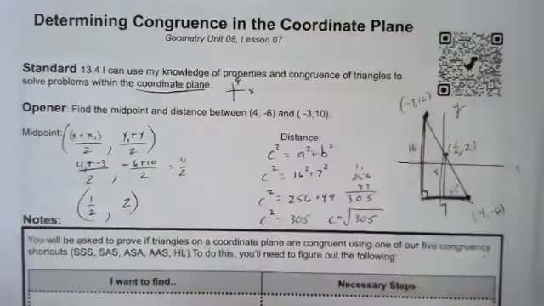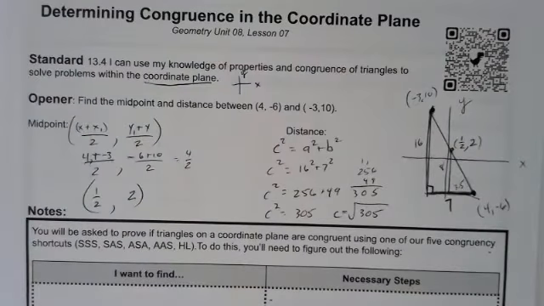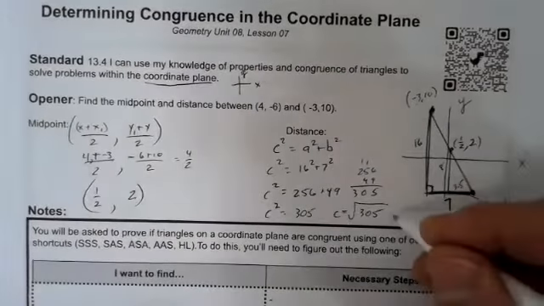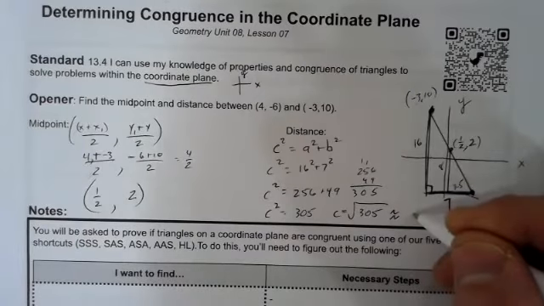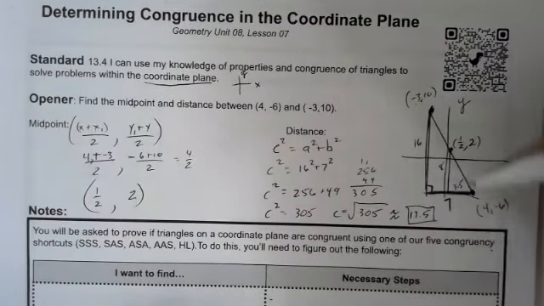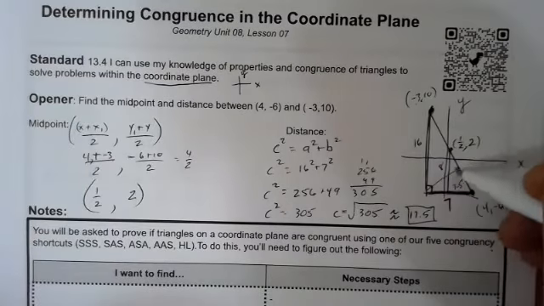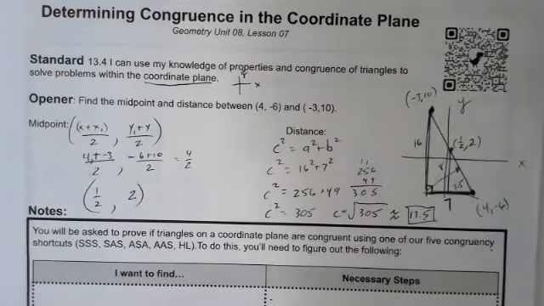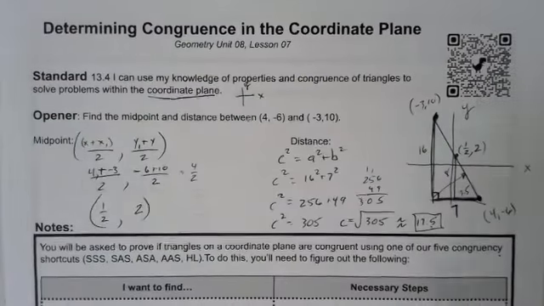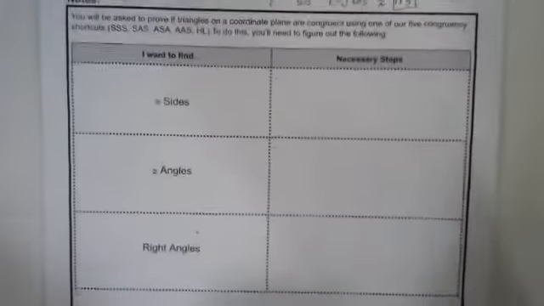And let's just check on that. The square root of 305 is going to be about 17.5, which makes sense because it should be the hypotenuse, so it's the longest side of the triangle. 17.5 is longer than 16. We're good to go. So the distance and midpoint formulas, we're going to be using those a lot today in our lesson. All right, let's jump down to our notes here.